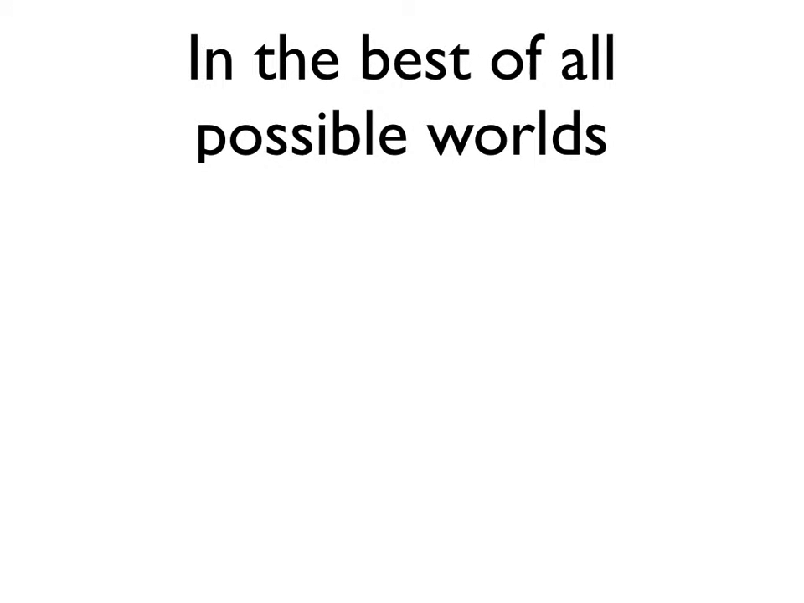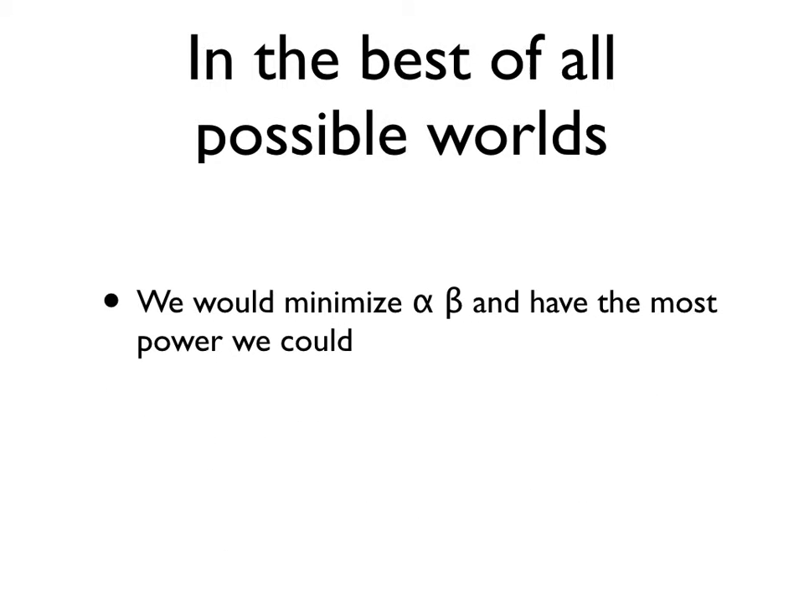In the best of all possible worlds, we would minimize alpha and beta, the probability of a type 1 and type 2 error, and have, therefore, because power is 1 minus beta, we get the most power we could. Yeah, that'd be good. We don't want to make false positives, we don't want to make false negatives, and we want to detect real effects. That's alpha, beta, and power. You want to find stuff if it's there, but you don't want to make an idiot of yourself, basically. Okay? That'd be great. That seems like a reasonable, laudable goal.